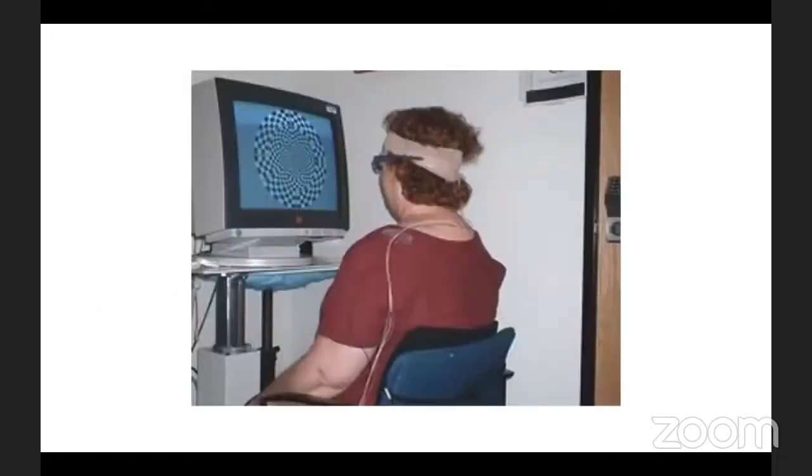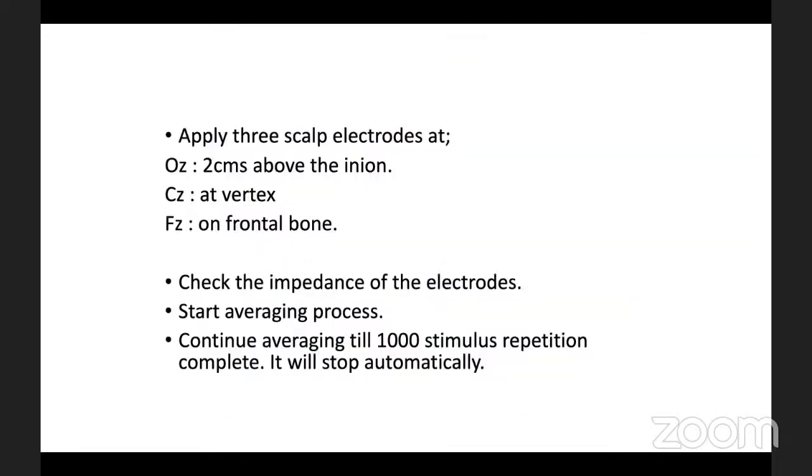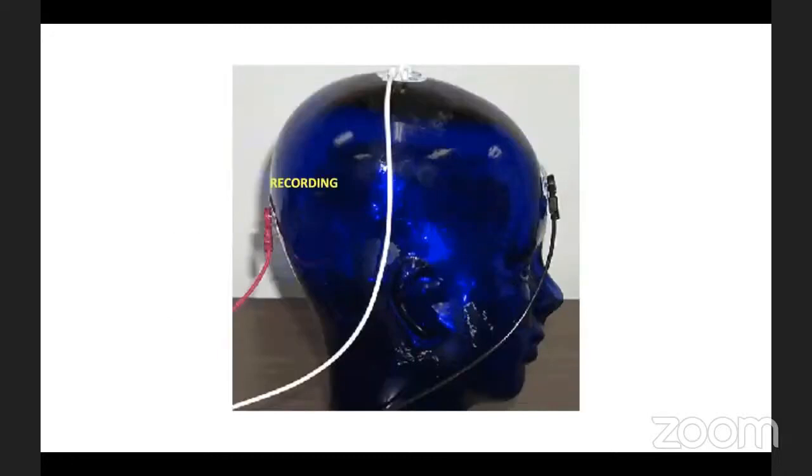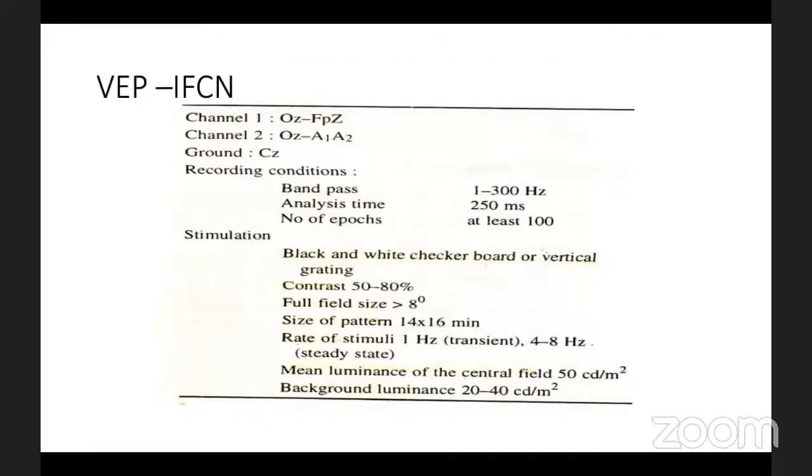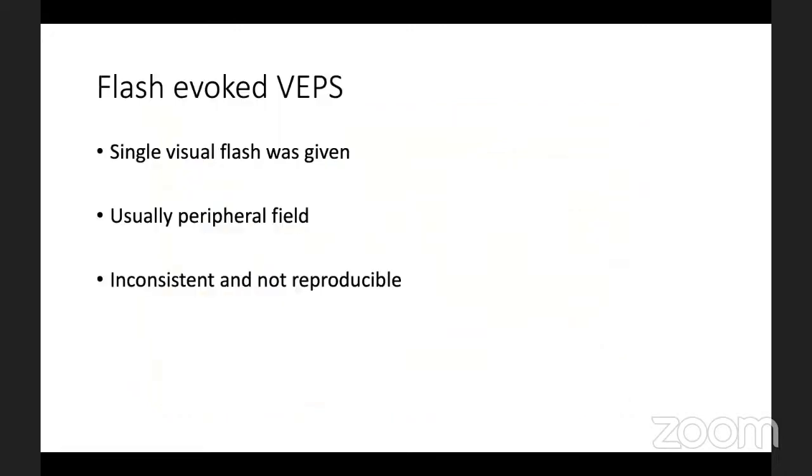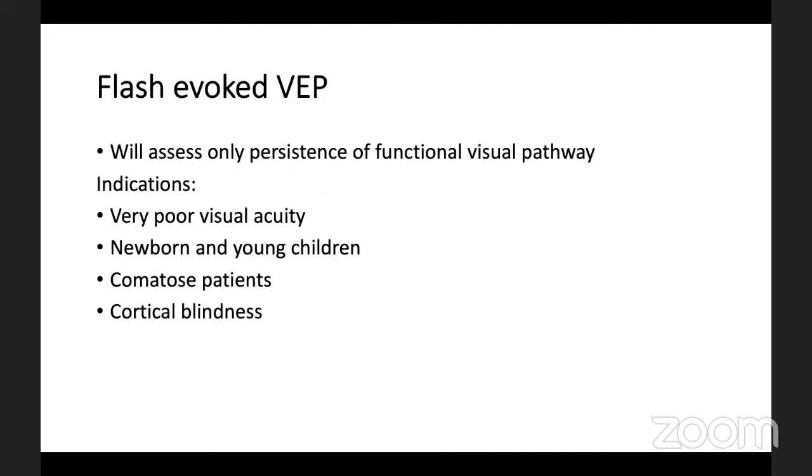This is a simple diagram which shows the patient looking at the television screen with alternating checkerboard patterns, with 3 electrodes, OZ, CZ, and FZ. This is the recording electrode at the occipital cortex, and these are the reference and ground electrodes. This is the International Federation of Clinical Neurophysiology method of recording, which is standardized all over the world. The flash evoked response, in contrast, is a single visual flash given to the periphery of the retina, usually in the peripheral field. Unfortunately, it is inconsistent and not reproducible.